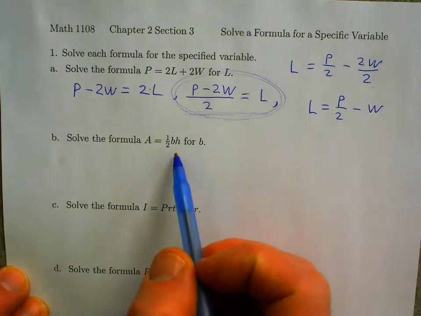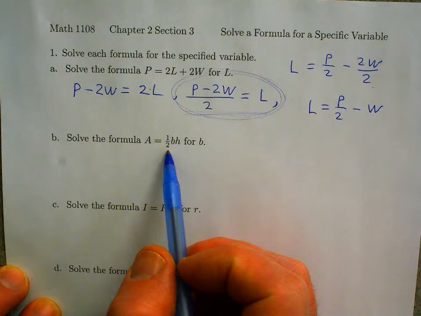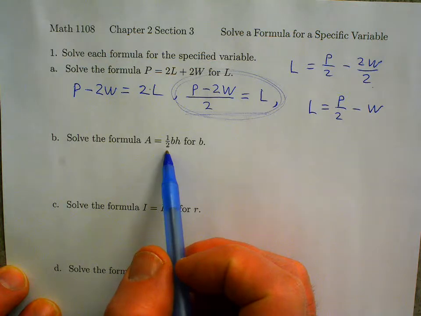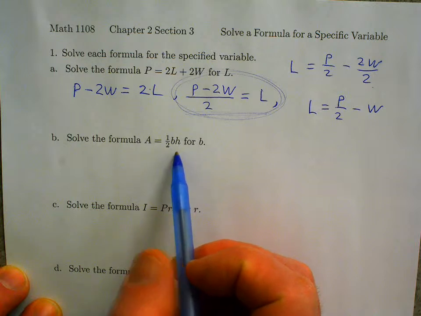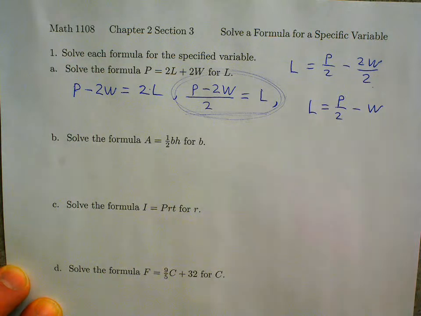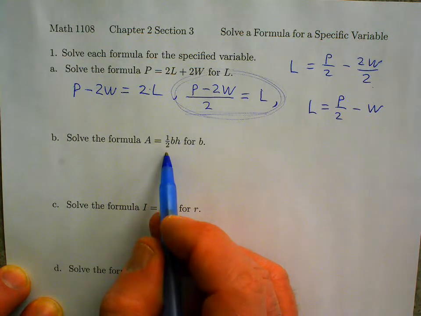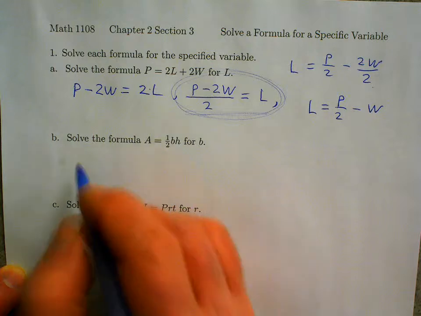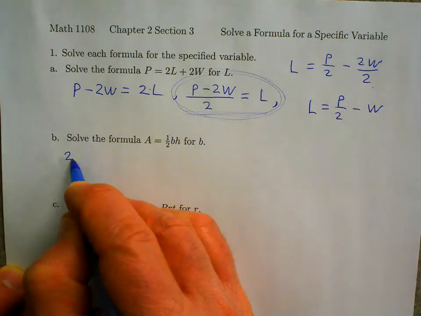We want to get B by itself. On the right-hand side, we have the coefficient factor of 1/2. 1/2 is the coefficient, 1/2 times B times H. So we want a coefficient of 1. So we can multiply both sides by the reciprocal of 1/2, which is 2. 2 over 1 is 2. So multiply both sides by 2.